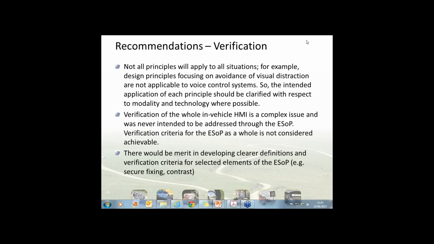Finally, something on recommendations on verification. It's also clear that the principles do not apply to all situations. When you go through the principles, you will always find examples where some are not applicable. There was consensus within the working group HMI that verification of the whole in-vehicle HMI is a very complex issue and was never intended to be addressed by the ESOP. So this is a multi-dimensional problem, and you cannot simply sum up and calculate an average value to say that's my HMI design, but you have to make a really complex evaluation of multiple dimensions.